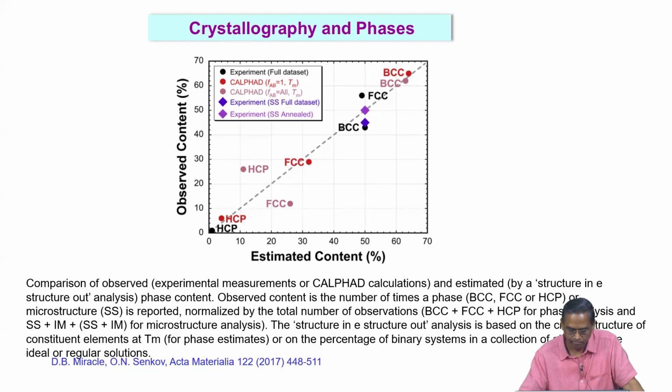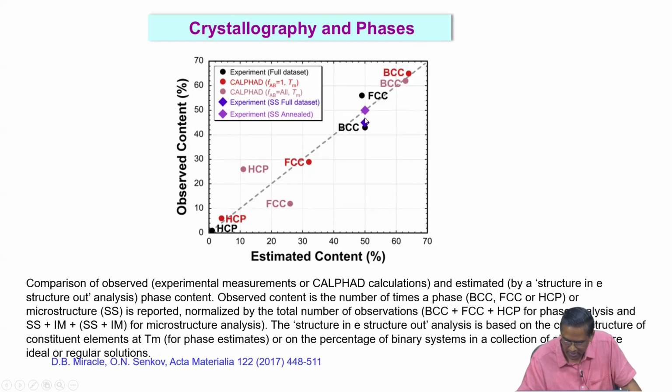And then the observed content is the number of times a phase, whether it is BCC, FCC or HCP, or the microstructure, is normalized by the total number of observations. And this structure in, structure out analysis is based on the crystal structure of the constituent elements at melting point, or on the percentage of binary systems in a collection of alloys that are ideal or regular solutions. What you see here is that the red ones are CALPHAD and the blue ones and violet ones are experiments. So you can see that there is a kind of agreement between these two.